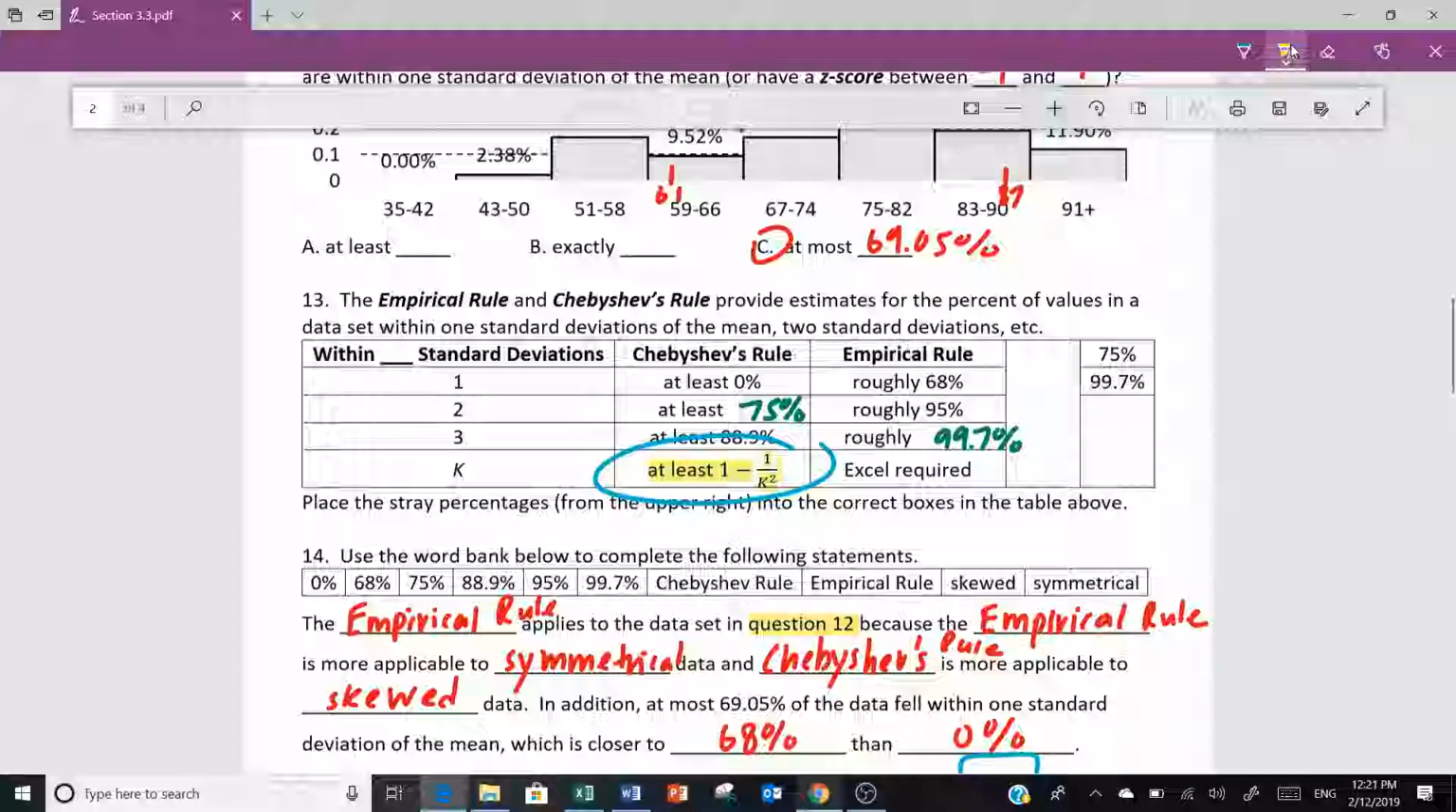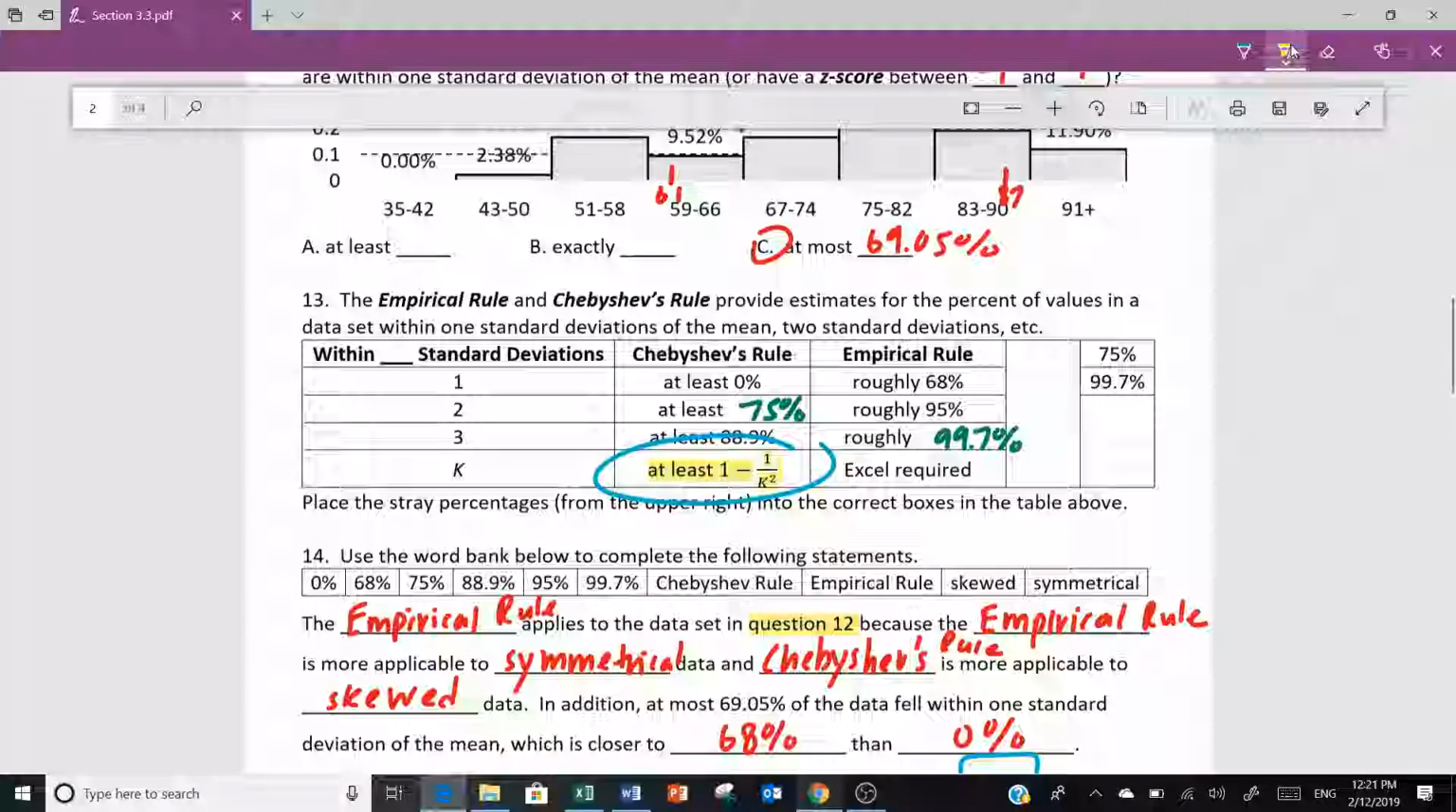Okay. I guess I was trying to ask, when we have tests, are you going to tell us if the data is symmetrical? Yes, it should tell you. It'll be straight from the homework, and I think the homework actually uses bell-shaped instead of symmetrical, which is basically symmetrical. I thought symmetrical was a better word choice, but they'll probably say bell-shaped. And then you'll know which one to use, empirical or Chebyshev.